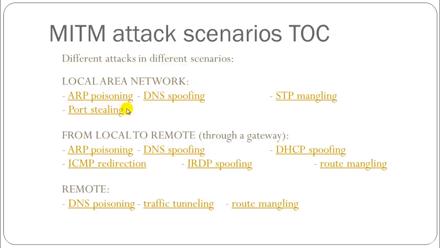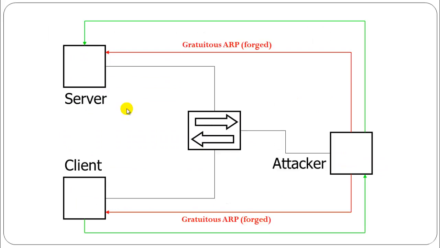Then we have attacks through a gateway, from a local machine to a remote machine. They do the same things again: ARP poisoning, DNS spoofing, DHCP spoofing, ICMP redirection, IRDP spoofing, and route mangling. And finally, once we have remote access, we can again do DNS poisoning, traffic tunneling, and route mangling. I will be teaching you some of these today and let you know how exactly they work. We will start today with ARP poisoning, and I'll tell you how this works exactly.